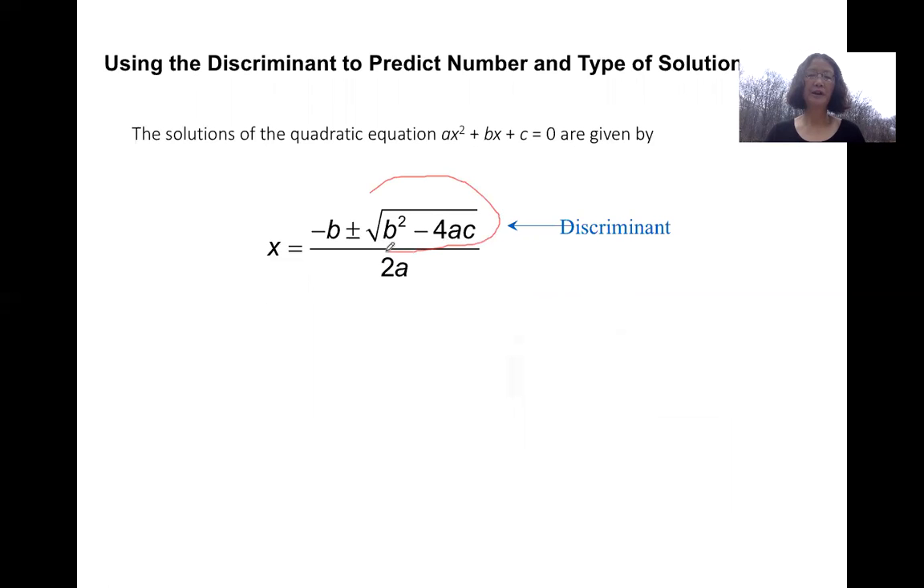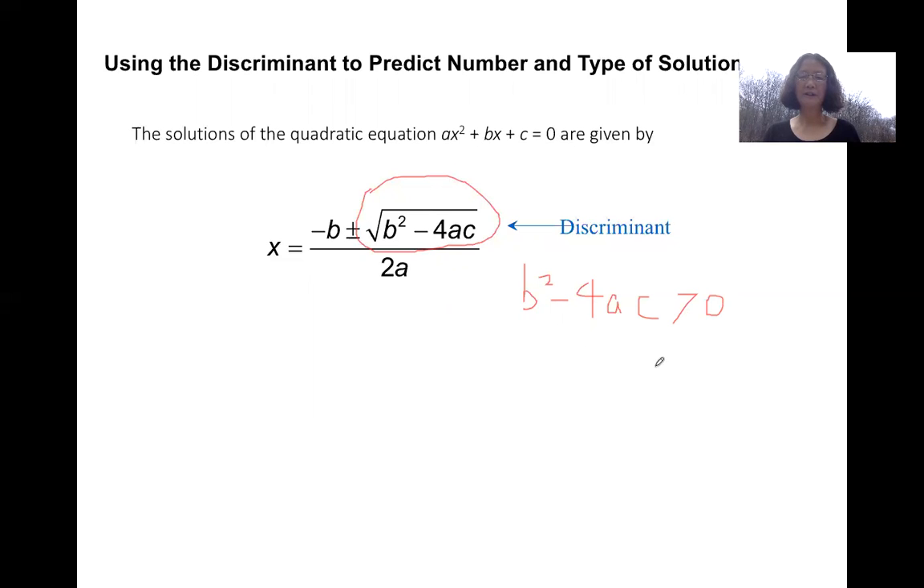The square root of b squared minus 4ac is the discriminant. When this discriminant is greater than 0, we have 2 different solutions, and those solutions are real numbers. Actually, the discriminant refers to b squared minus 4ac. If this is greater than 0, we have 2 different answers in real numbers.